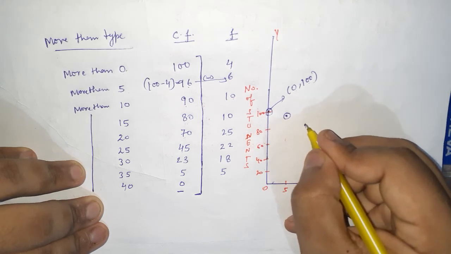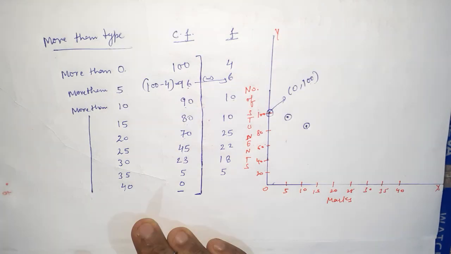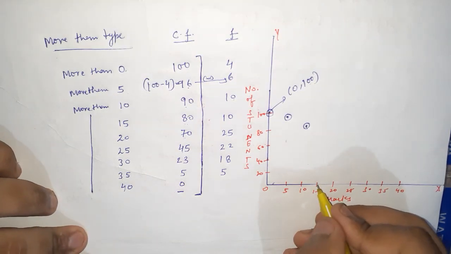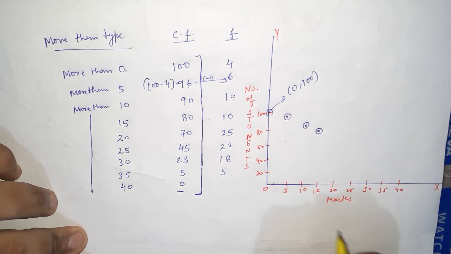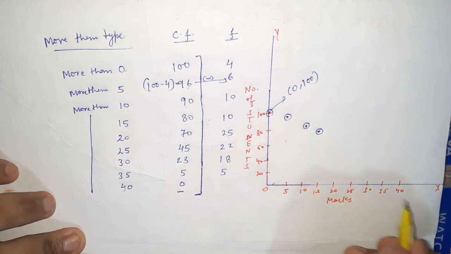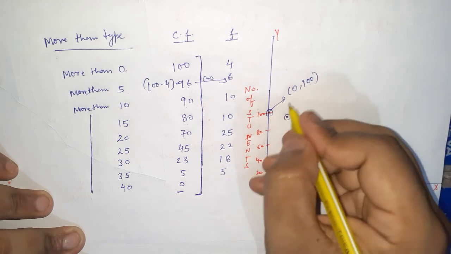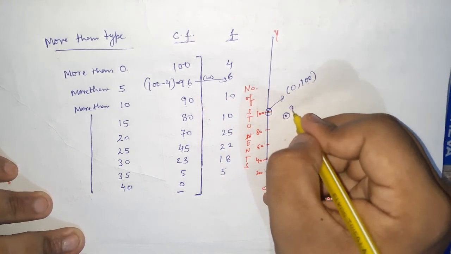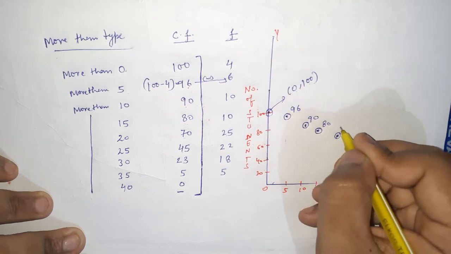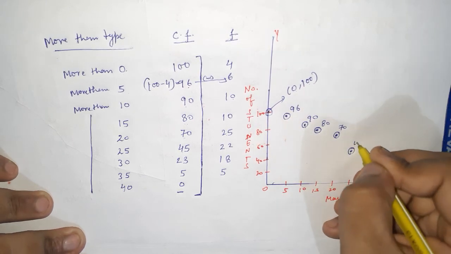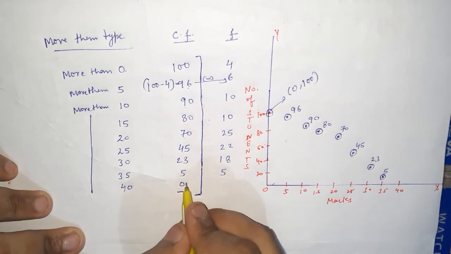Since it is not a graph paper, it is a little difficult, but the things will be very clear to you all. Now next is 80, so 80 will be on 15, just here. Okay, then after that we'll go on like this. So let us plot it. Now as you can see, I have plotted: this is 100, then after 100 we have 96, 90, 80, 70, 45, 23 and 5. You can see one 0 is left here.